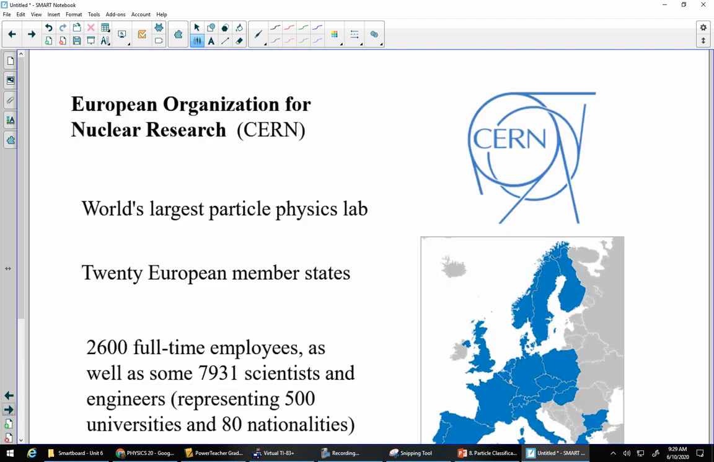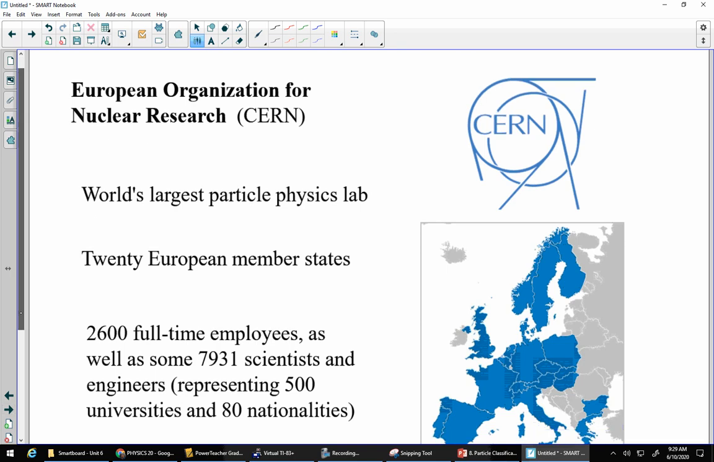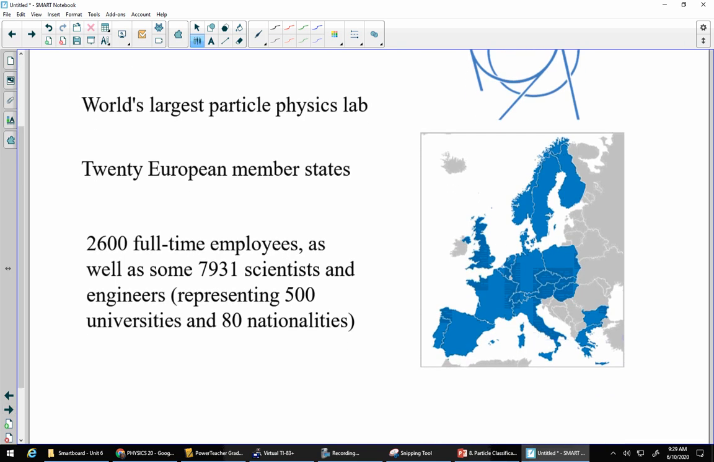Cool. The last thing we want to talk about here is something that I think is really, really cool: CERN, the European Organization for Nuclear Research. It is the world's largest physics lab. There are 20 European member states. I think this is really cool because this is what science is all about. These places have their own issues and they squabble and fight now and again and stuff like that.